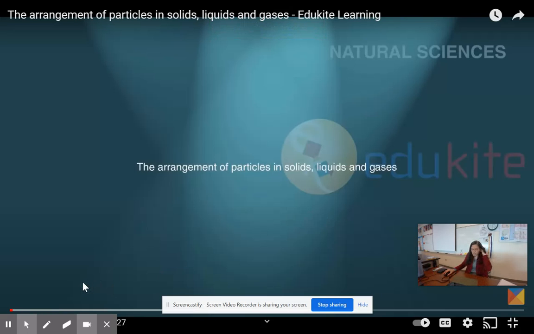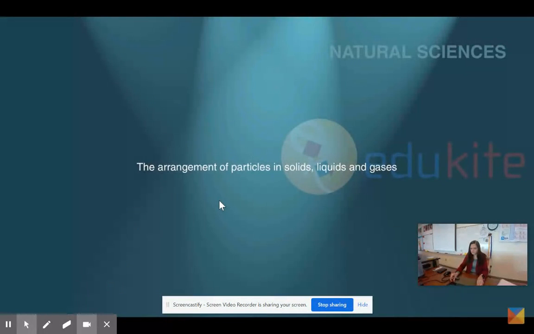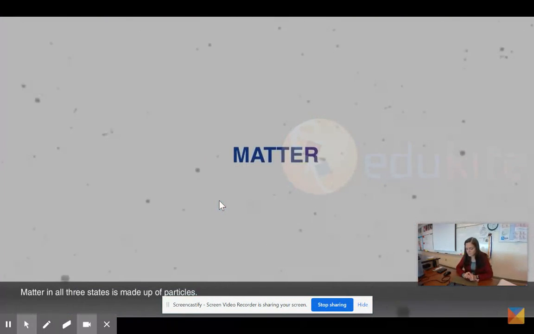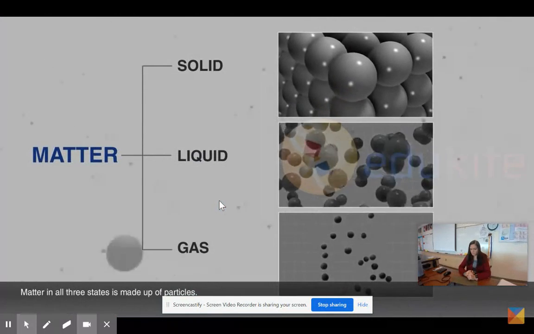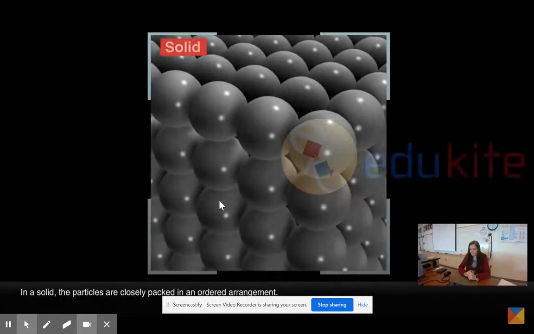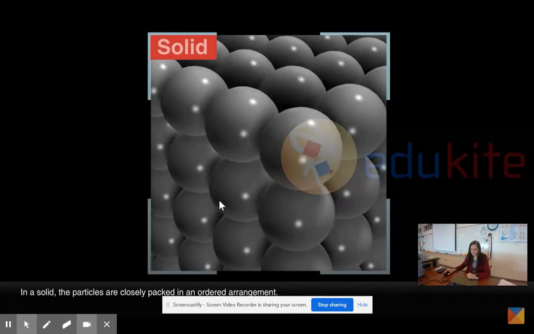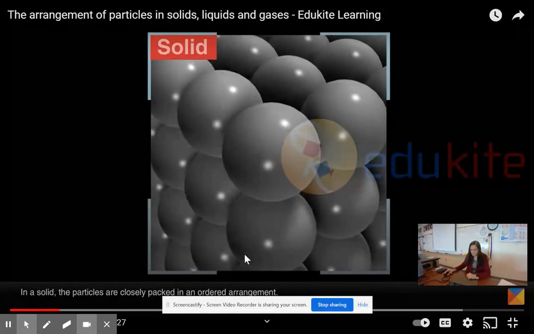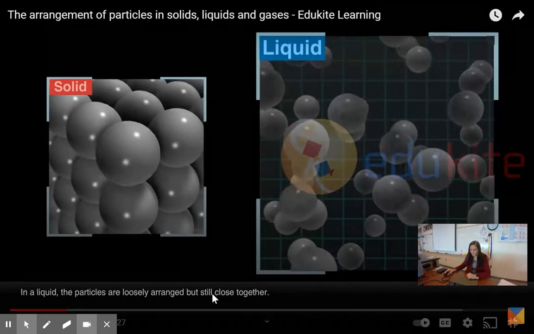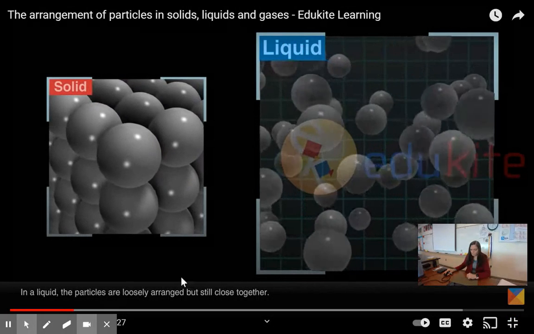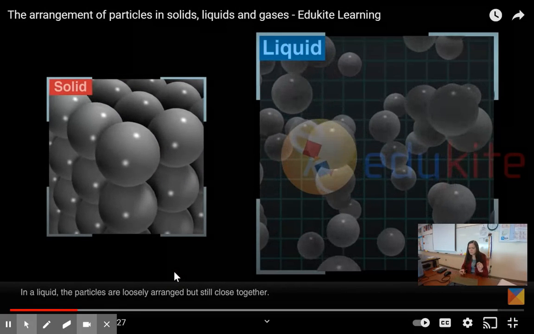Okay, so we're going to look today at the arrangement of particles in solids, liquids, and gases. Okay, so here we go. Arrangement of particles in solids, liquids, and gases. Matter in all three states is made up of particles. In a solid, the particles are closely packed in an ordered arrangement. In a liquid, the particles are loosely arranged but still close together.